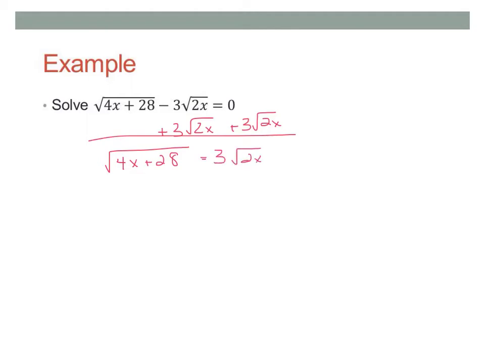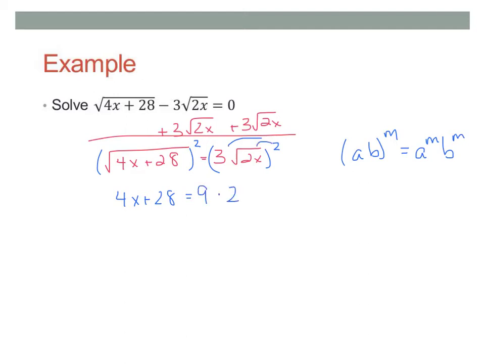And then to undo a square root, we're going to go ahead and square both sides. And remember, we square entire sides. So this becomes 4x plus 28 equals, and here, this is the property, if you have (ab) to the mth power, that exponent goes to everything. So it is going to the 3, so we're going to get 9 times, and then it's going to the square root, and so that just becomes 2x, so that we're going to end up with 18x there.